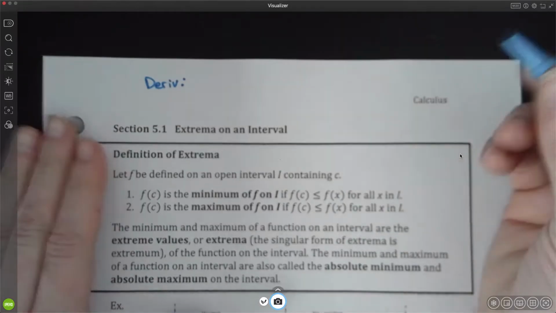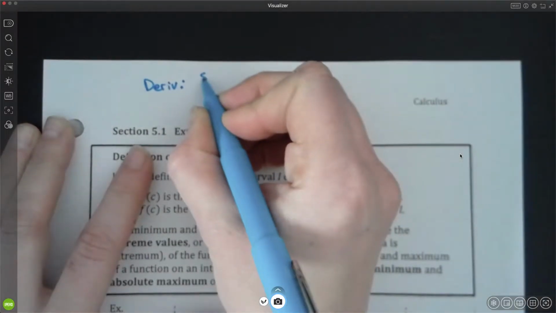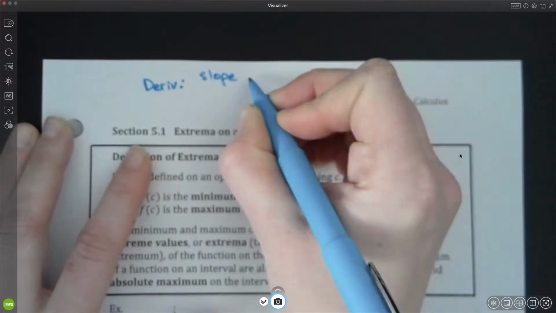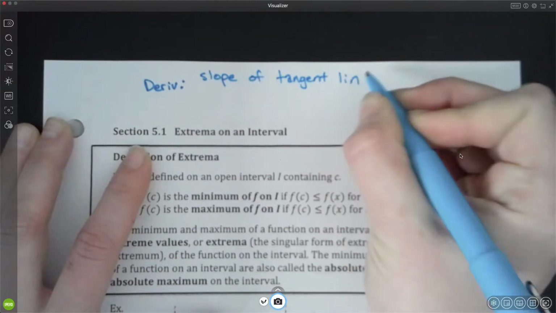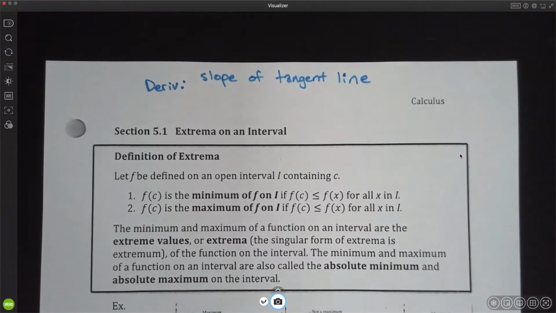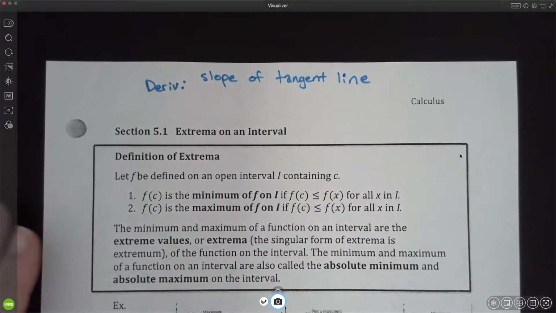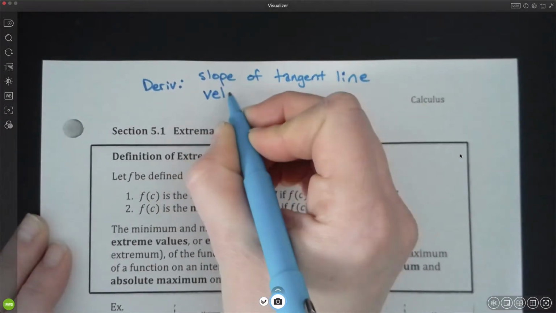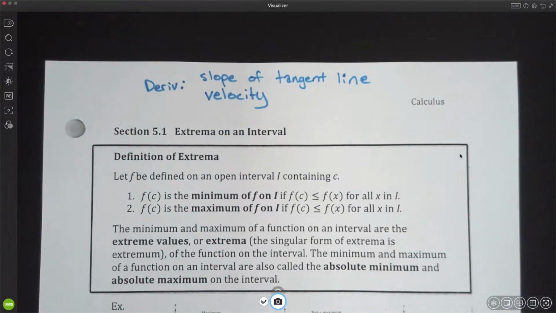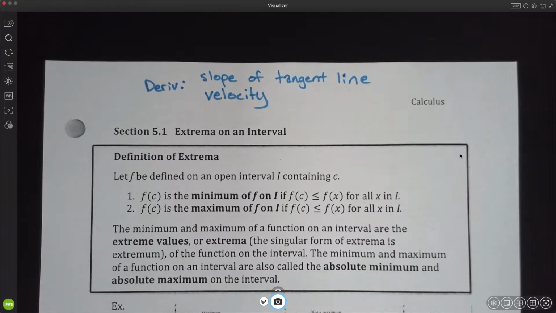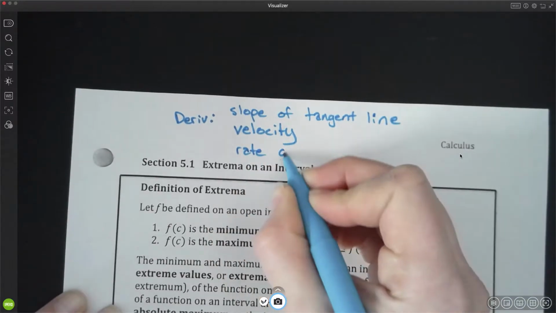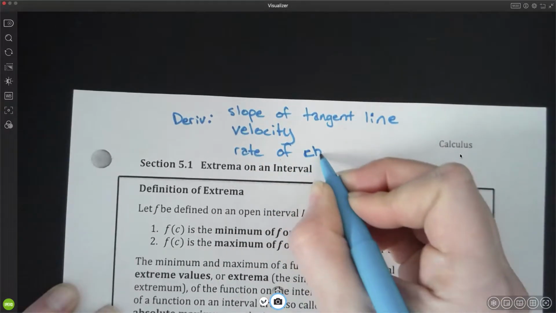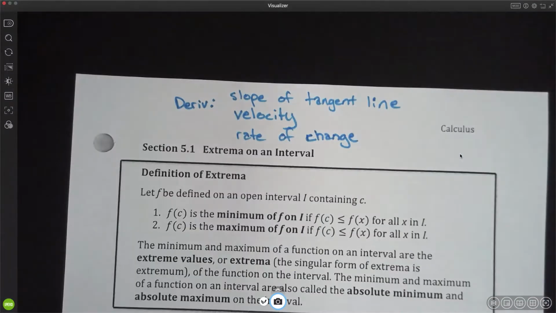So a derivative. First and foremost, we talked about a derivative being a slope of a tangent line, right? Tangent line. We're going to talk more about that today. So this is the one that we're focusing on today, the slope of a tangent line. We also know that the derivative is velocity. Second derivative would be acceleration, but I'll just write velocity for this one. And then also rate of change. You do a derivative to find rate of change, like the rate that the radius is changing with respect to time. All of those things are used to represent derivatives.